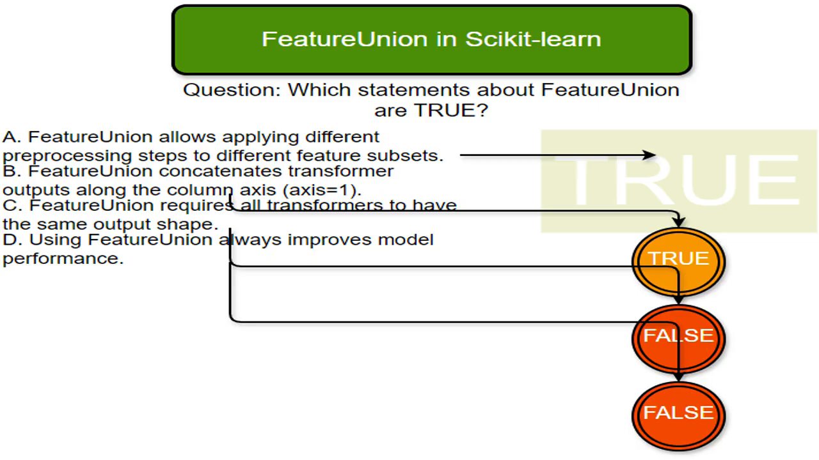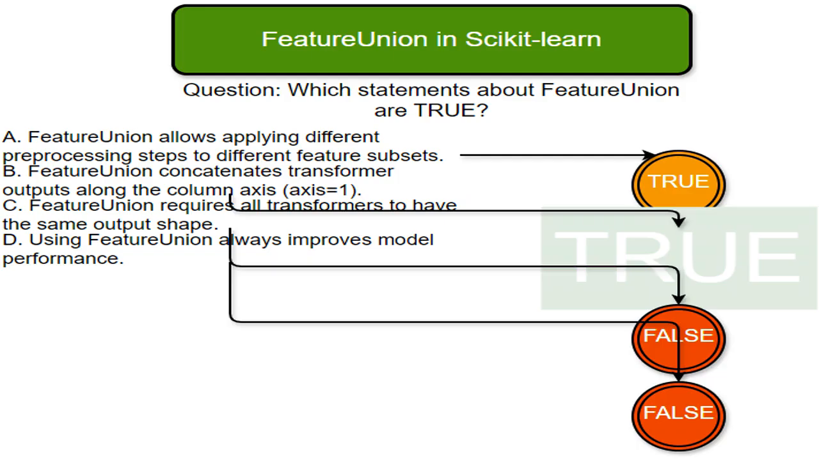This statement is true. That's the beauty of FeatureUnion. It's designed to handle different types of data, like numerical and categorical features, with their own specific cleaning methods. Think of your data as a mix of apples and oranges. You wouldn't peel them both the same way, right? FeatureUnion lets you peel the apples and prepare the oranges separately before combining them into a delicious fruit salad, your final processed dataset.